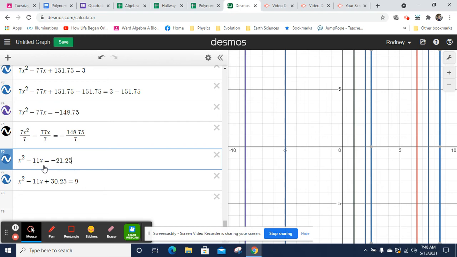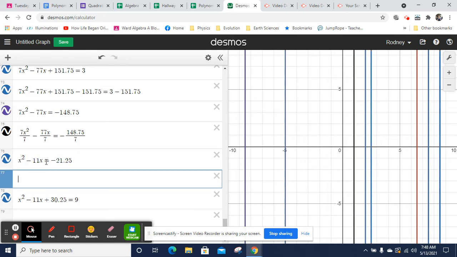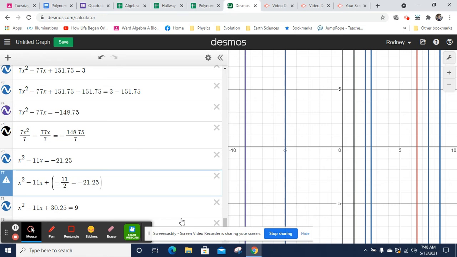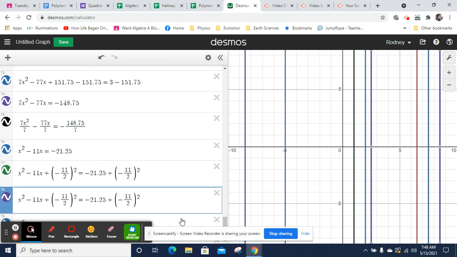So you may want to pause the video and figure out what the next step is. If you paused and you worked out that I'm going to be adding the square of half of negative 11 to both sides, you are right. So I'm going to say plus, in parentheses, negative 11 over 2 squared, and over here, plus negative 11 over 2 squared. Okay, that is correct.